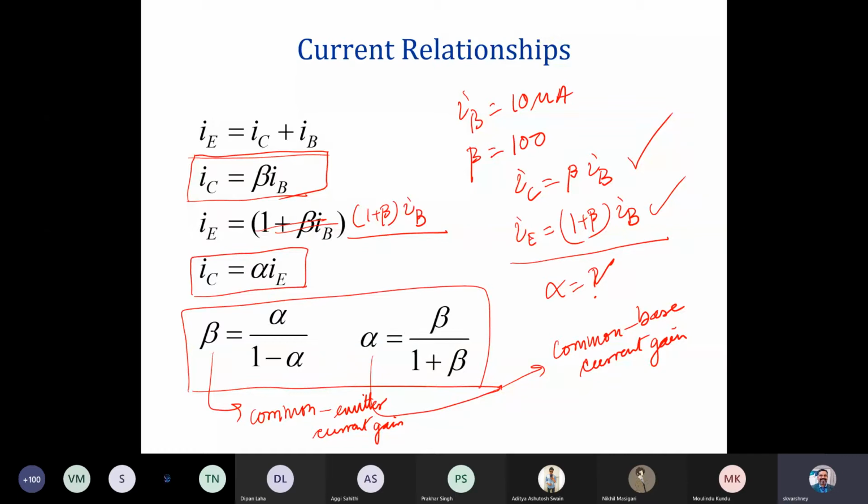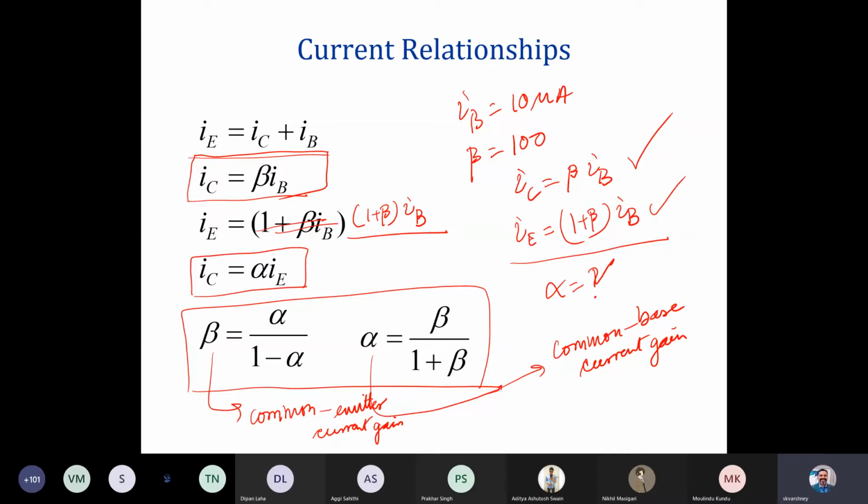We relate them using what we call the common emitter current gain, the beta factor, which depends on how the BJT device is fabricated. That depends on the doping concentration and doping profile, those parameters that we have discussed before. And we can relate the collector current with the emitter current through a factor that we call alpha, which is the common base current gain.